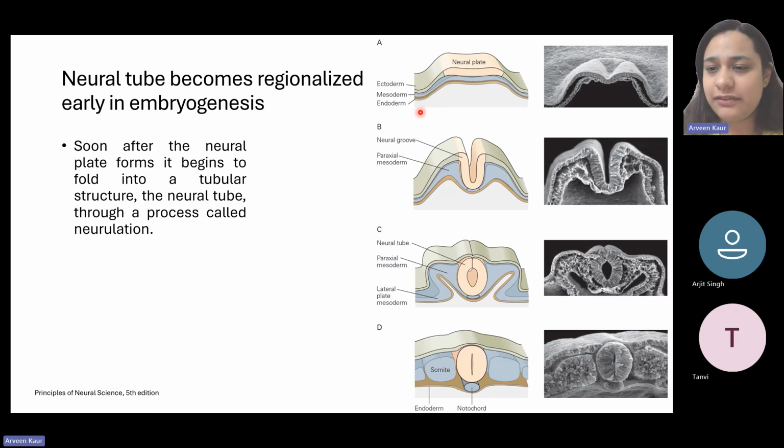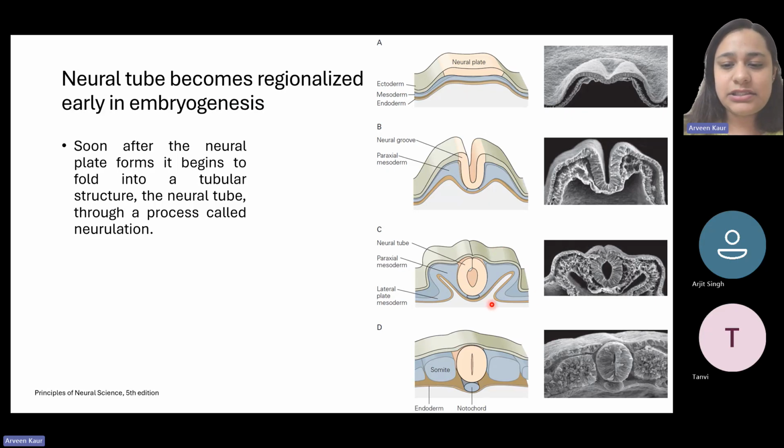Eventually, during development, this neural plate forms a ridge, and this ridge basically grows further. It forms a groove-like structure, known as the neural groove. This groove, further during development, has its corners meet and it becomes a tube-shaped structure like this. Now it is known as a neural tube because the ends have joined over here, right?